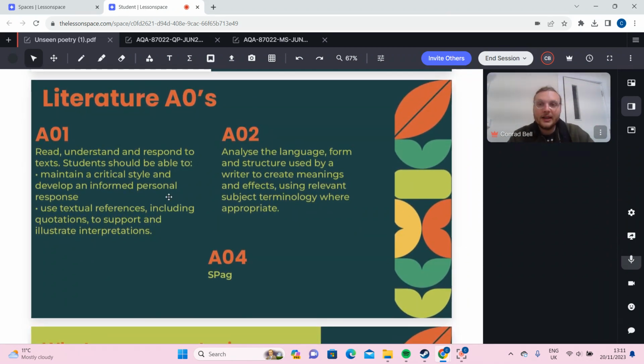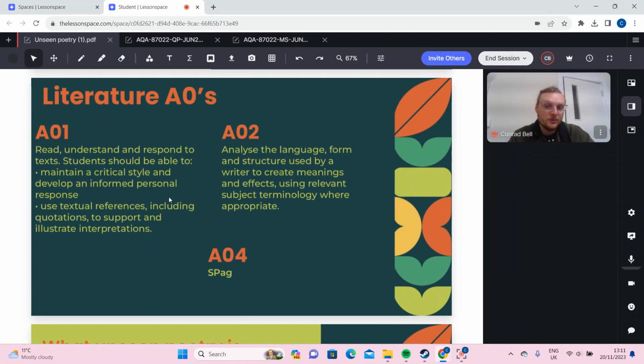So with this one, I found a really good booklet that goes through all the unseen poetry approaches and talks about everything that you need to know to be able to pass unseen poetry. So I'll attach that into this video, and then you can go through it with your students as well, because it's got lots of practice questions and it's just a really good bit of resource to have there.